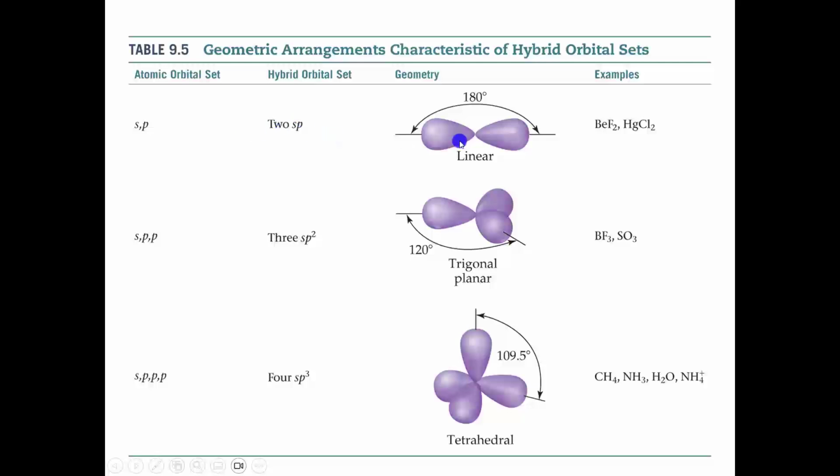All right, so if we have linear electron domain geometry, with only 2 electron domains, like we see here, then we get sp hybridization. If we have a trigonal planar electron domain geometry with 3 electron domains, then we get sp2 hybridization. And if we have 4 electron domains and a tetrahedral electron domain geometry, we get sp3 hybridization.